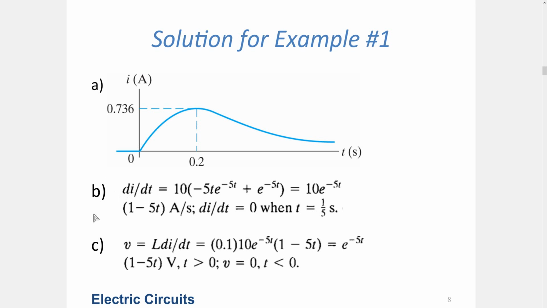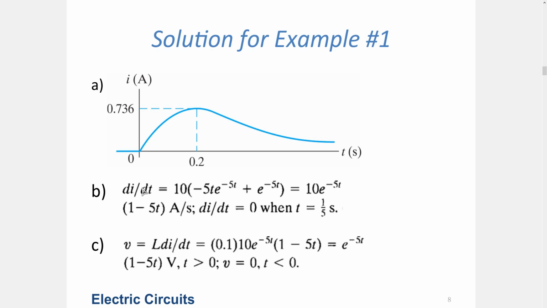So di over dt can be computed because if we do the math, it's going to be 10 times minus 5t e to the minus 5t plus e to the minus 5t. And if you do the math, it's going to be 10 times e to the minus 5t in parentheses 1 minus 5t amps over seconds. Okay.